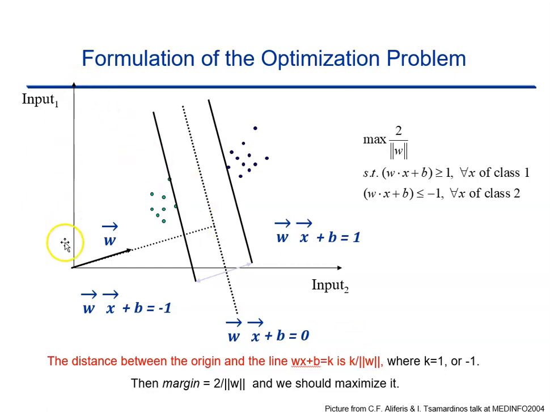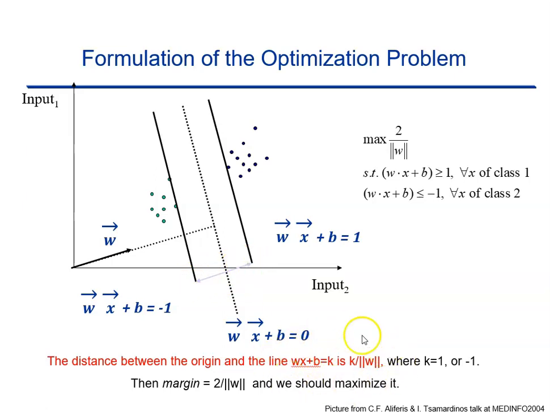We are in a two-dimensional space, and as I explained before, x has two components, so w will have two components, w1 and w2. The Euclidean norm of w will be the square root of w1 squared plus w2 squared. I'm sure you are familiar with what a Euclidean norm looks like. So we can calculate the difference between this line and this line, which will be 2 over the norm of w. In other words, this is the size of the margin.